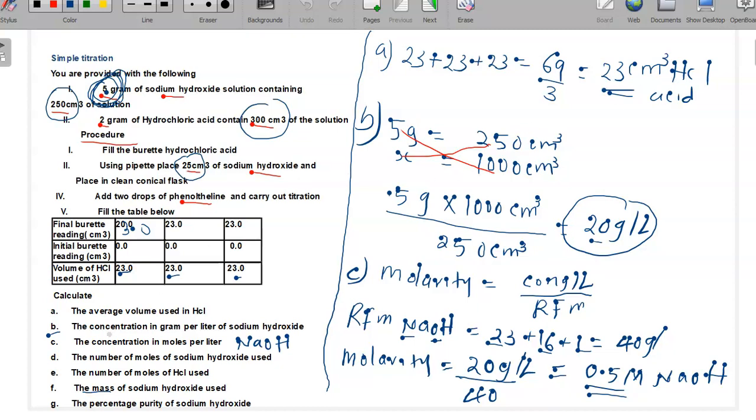The second question is asking for concentration in gram per liter. You say the mass is equal to 5 grams in 250 of the solution. What about 1000? Cross multiplication, you'll get this one.